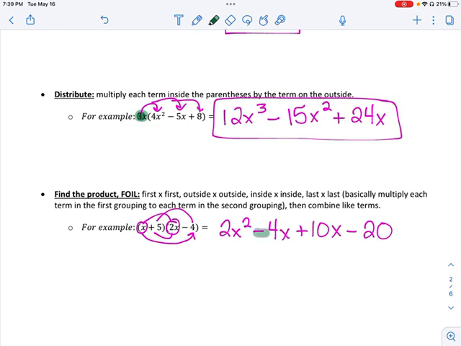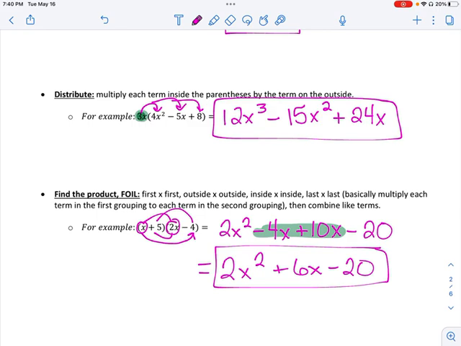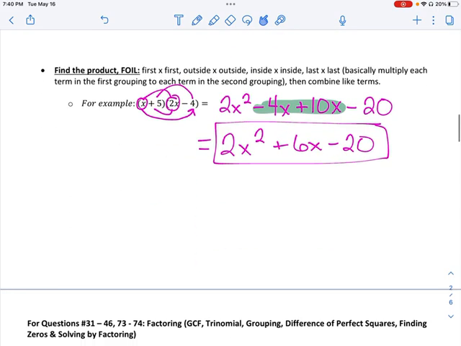The next thing I'm going to do is look for like terms, which are those right there. They both have 1x with them. So I have 2x squared. Negative 4 plus 10, that's going to give me a positive 6x. And then I have minus 20. And that is how we FOIL.